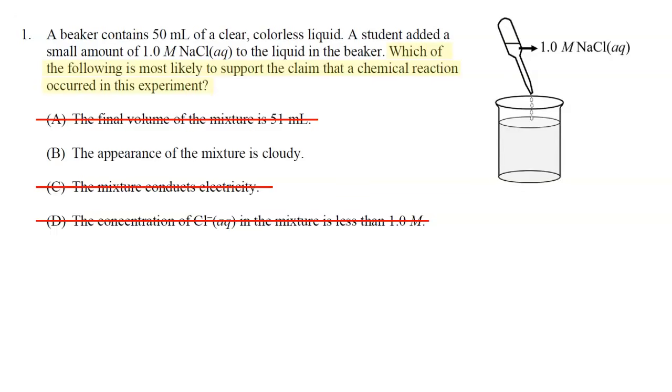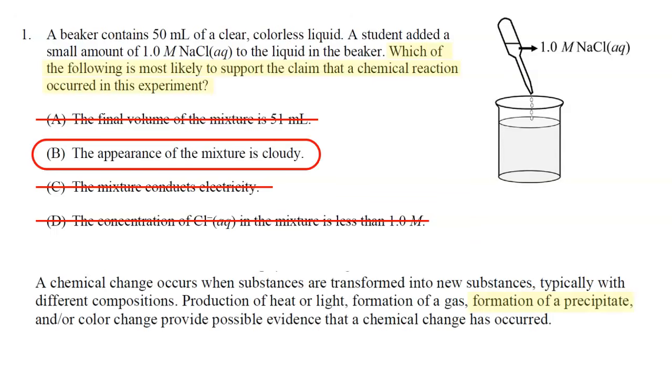So why is the correct answer to question 1 choice B? Well, it says the appearance of the mixture is cloudy. And one of the possible signs that a new substance is produced in a chemical change is the formation of a precipitate. So a cloudy appearance of the mixture might be evidence of the formation of a precipitate. So the correct answer to question 1 is choice B.